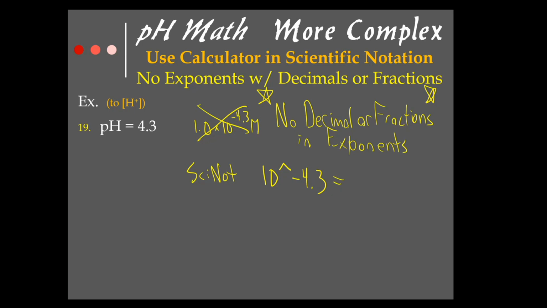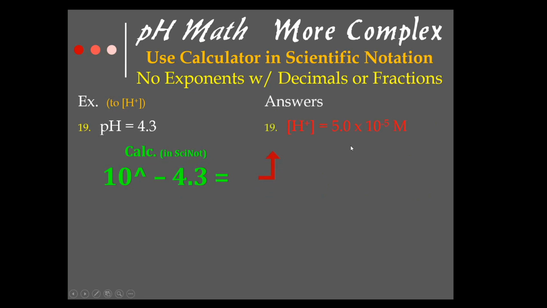I'm going to change my calculator into scientific notation. This is equal to 5.0 times 10 to the negative 5th power, and that will be molar. And this here is my answer. Just like that. Again, all I did was 10 caret negative 4.3. I put that in my calculator, and I get my answer right here. So there you go. That's all it was for this in my calculator.